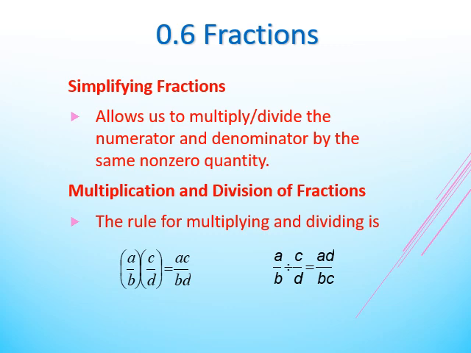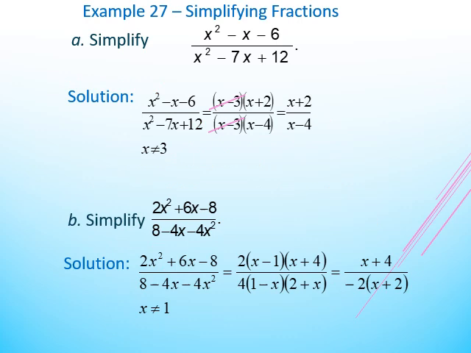If we are multiplying two fractions, we multiply the numerators by each other and the denominators by each other also. For dividing, the first term stays the same, but the second term is inverted, with the numerator and denominator swapped, and then we multiply. Let's move to examples to be more specific.